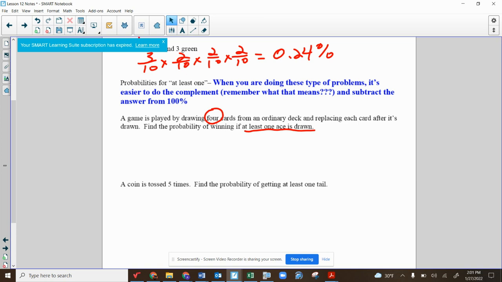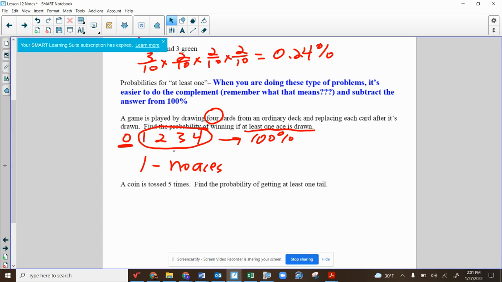Well, you have 5 possibilities when you're drawing this. You could get 0 aces, 1 ace, 2 aces, 3 aces, or 4 aces. And if I want at least 1 ace, that would be all of those. Well, the only thing that's not in there is the 0. So since these are the only possibilities, putting all of those together adds up to 100%. So why not just find the probability of getting no aces and subtracting it from 100%? So that's what I'm going to do here.